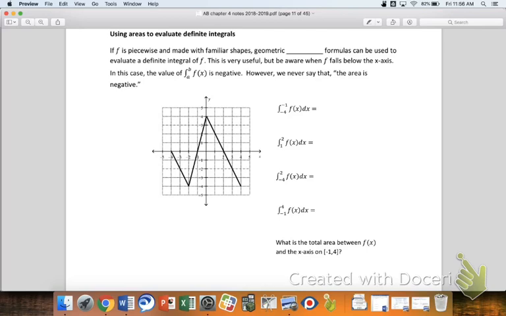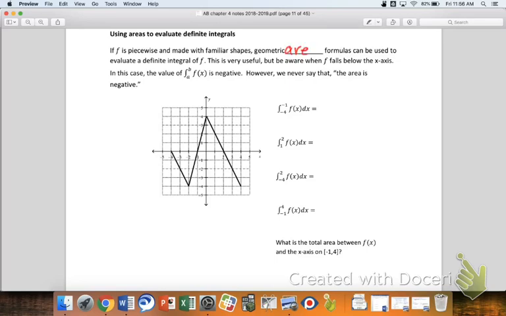All right, so we can use areas, too. We can use areas just like familiar formulas for area. So if f is piecewise and made with typically linear shapes like triangles and rectangles and squares, things that we know the area formulas of, then geometric area formulas could be the thing that makes this really, really easy.